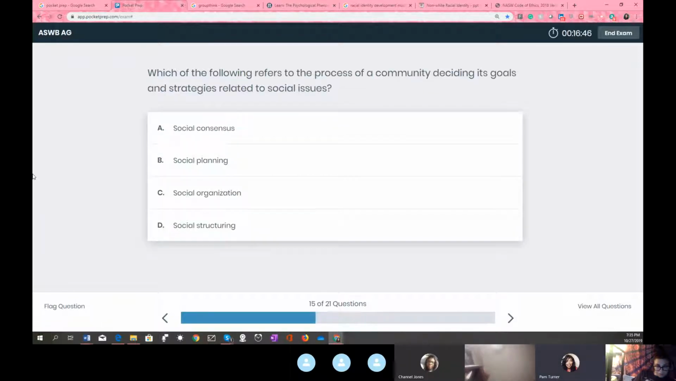Okay. Which of the following refers to the process of a community deciding its goals and strategies related to social issues? The process of deciding its goals. What is that? Is it B? Social planning? Bingo. Got it.